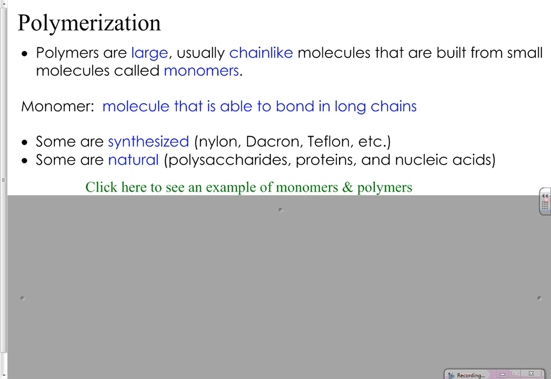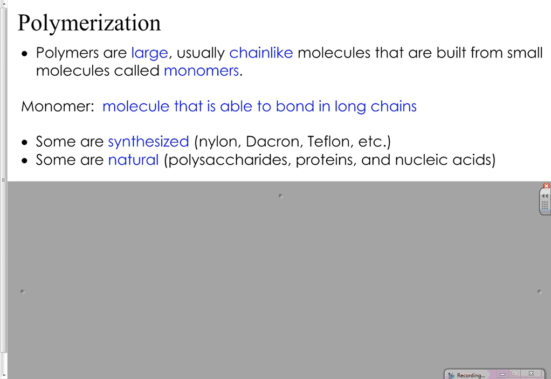Some polymers are man-made, like the nylons, the Dacrons, the Teflons, things that you might know from everyday life. And if you haven't heard what some of those are, Teflon is used sometimes to coat pans, cookware, so that things don't stick. Nylon has a variety of uses, from clothing, fishing line, etc. And other polymers are naturally occurring, so things that you might find in a biochemistry situation, so life science: polysaccharides, proteins, nucleic acids.